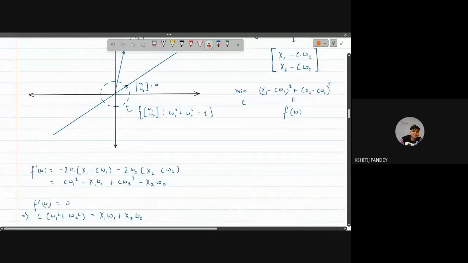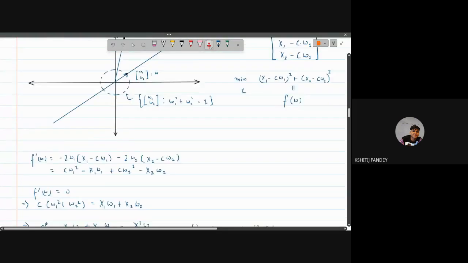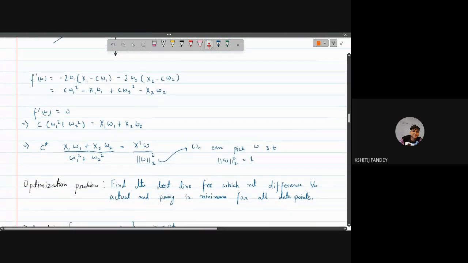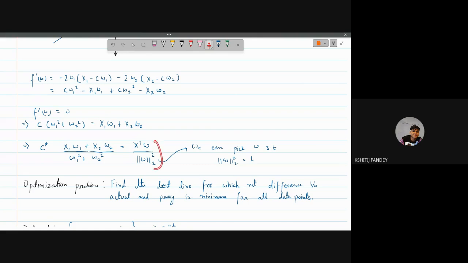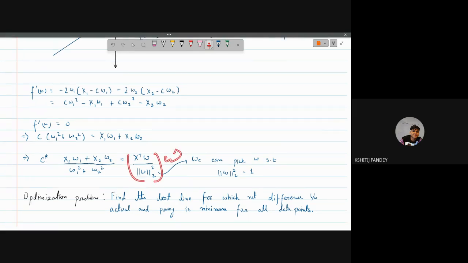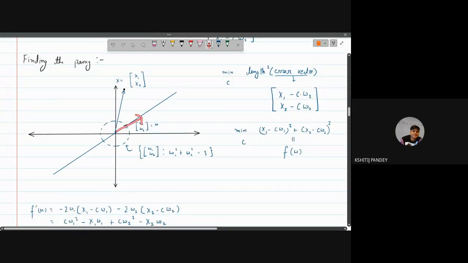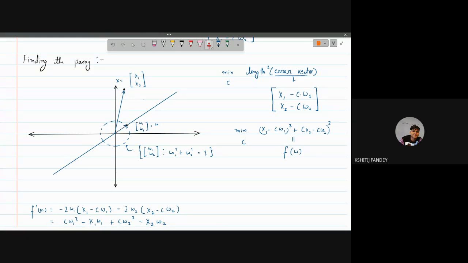Now we know what to do for any data point outside the line. We find C like this, and once you know C, you simply multiply it with W to get the proxy. So now we know how to deal with points which are not on the line. Is it clear how to deal with the situation where a point is not on the line? Is that clear? Yeah.